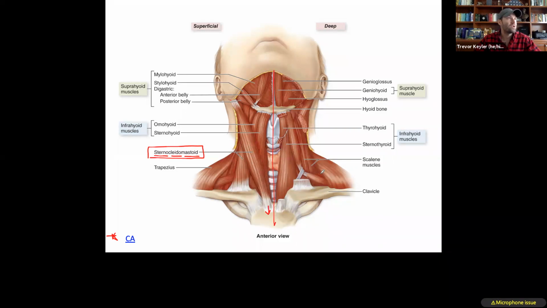Another one we should look at, which is just origin and insertion names, would be here's a good one, sternohyoid, right? So sterno, we know that that's going to go to the sternum. Again, it's a little bit deeper than our sternocleidomastoid, and then up to the hyoid bone. Okay, sternohyoid.